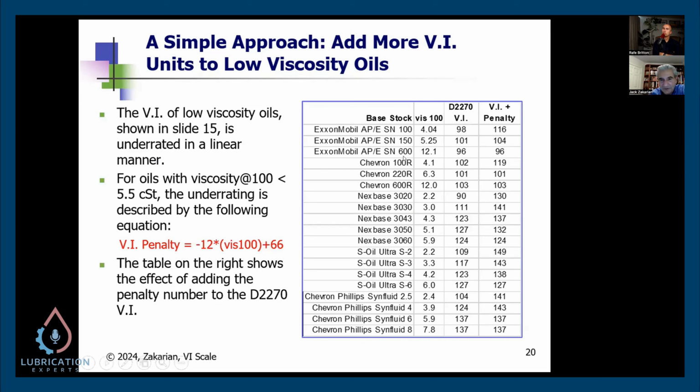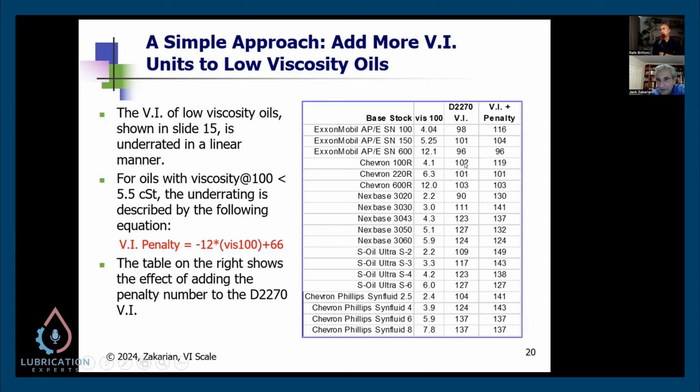Let me focus first, since I'm an old Chevron guy, on the Chevron Group 2 neutral oils. What you see is that the 100 neutral that's made commercially by Chevron, for centistoke, has a VI of 102 by ASTM.